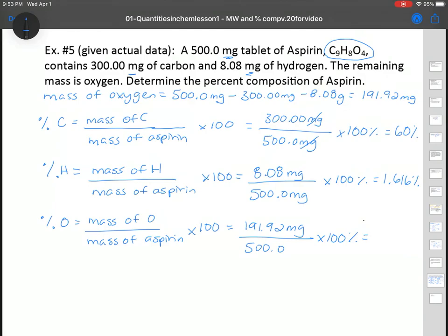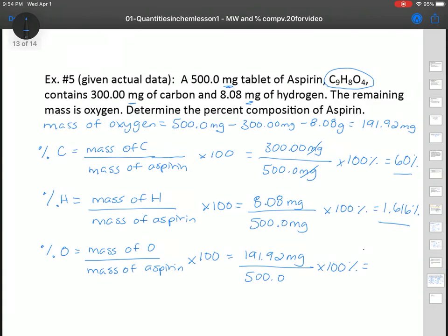You can also check the logic of your answer. Carbon had the most mass, so it had 60%. Hydrogen only had 8 milligrams, so very little, so a tiny percent. Since oxygen is 191, that's in between, so it should not be as high as 60, but not as low as 1 either. You could also check the total. Your total should give you 100.